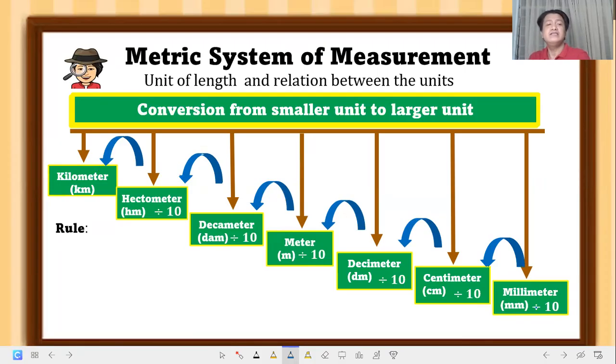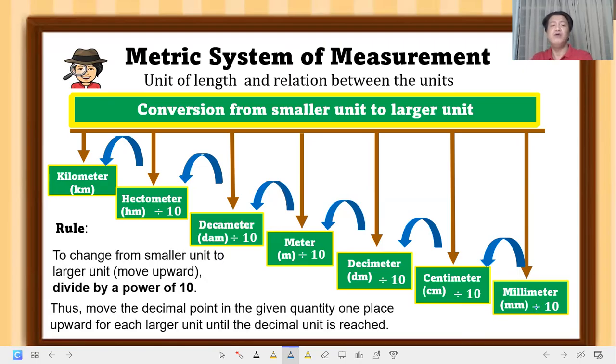The rule is simply to change from smaller unit to larger unit, move upward or divide by a power of 10. Okay, ibig sabihin, thus the move decimal point in the given quantity one place upward for each larger unit until the decimal unit is reached.